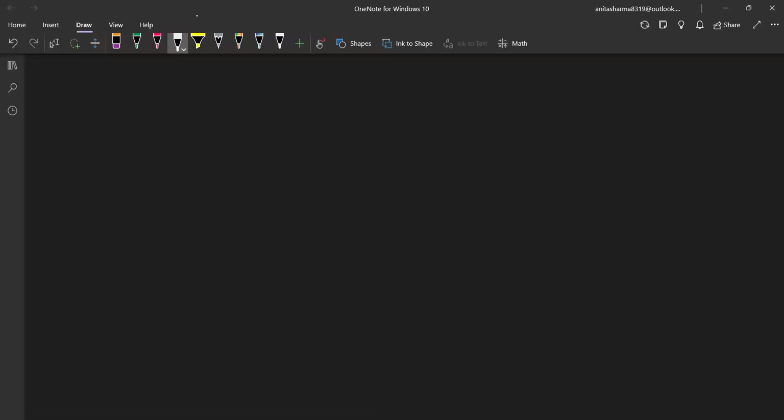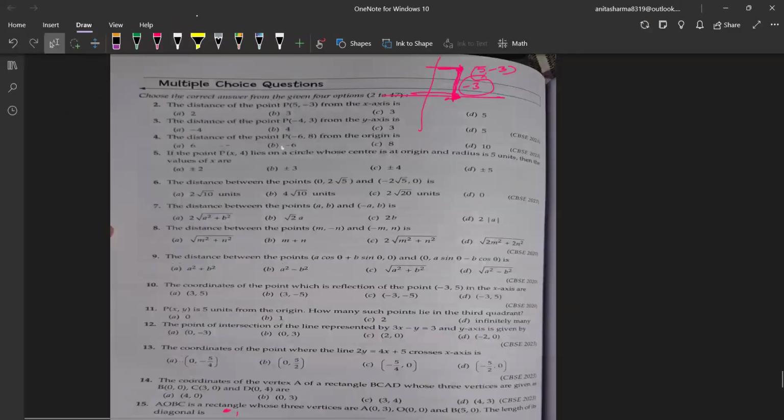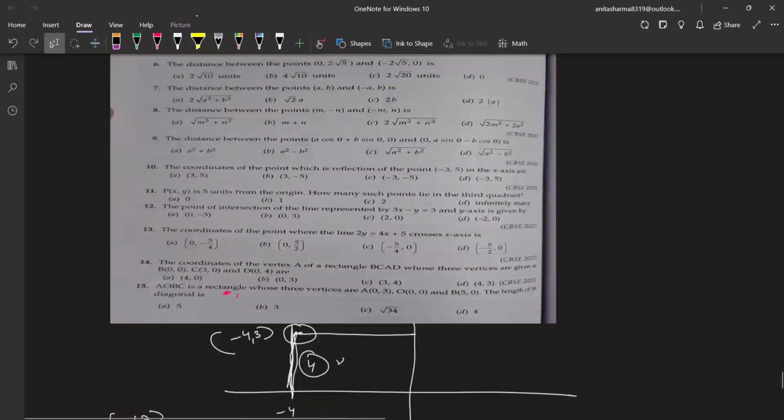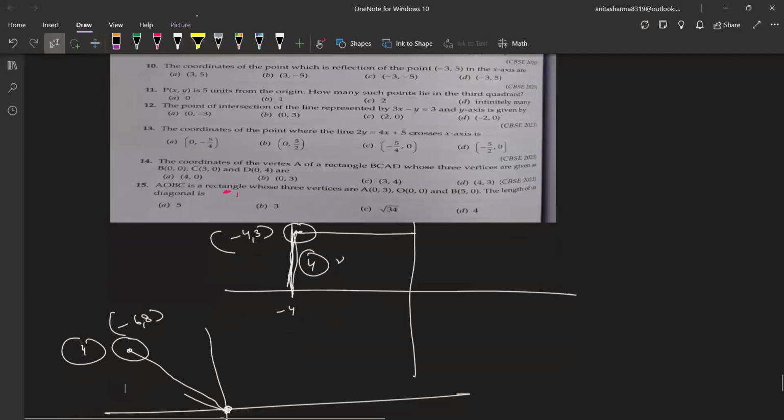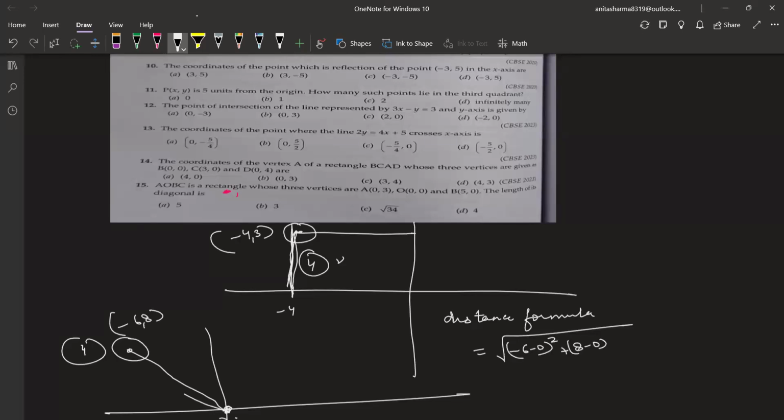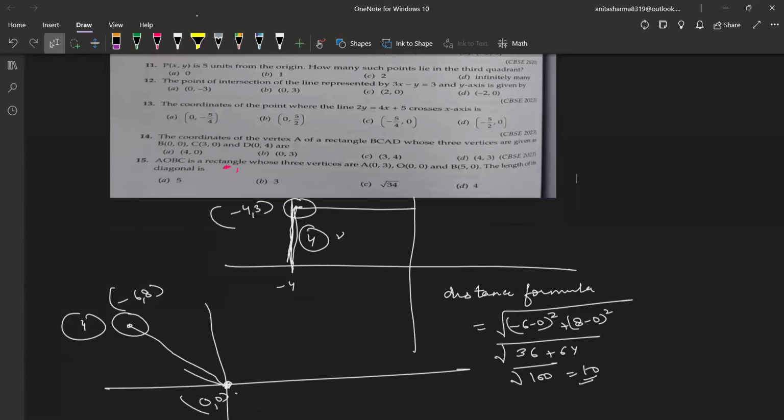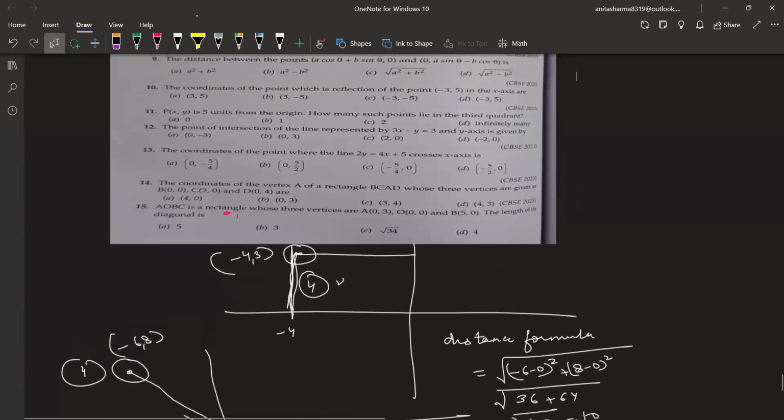So what is your distance formula? Tell me. Under root of (x2 minus x1) whole square plus (y2 minus y1) whole square. Yes, and here x1 and y1 you can take as 0, 0. Then you will get (-6 minus 0) whole square, right, beta? And (8 minus 0) whole square. So it will be 36 plus 64, so it will be 100. So 10 will be the answer. Right, beta? Understood, children? Yes, ma'am.